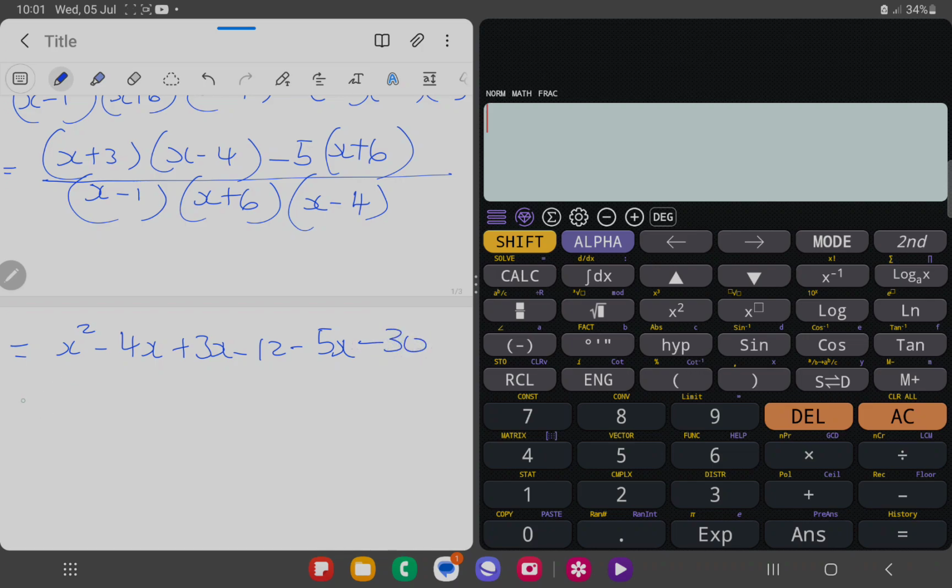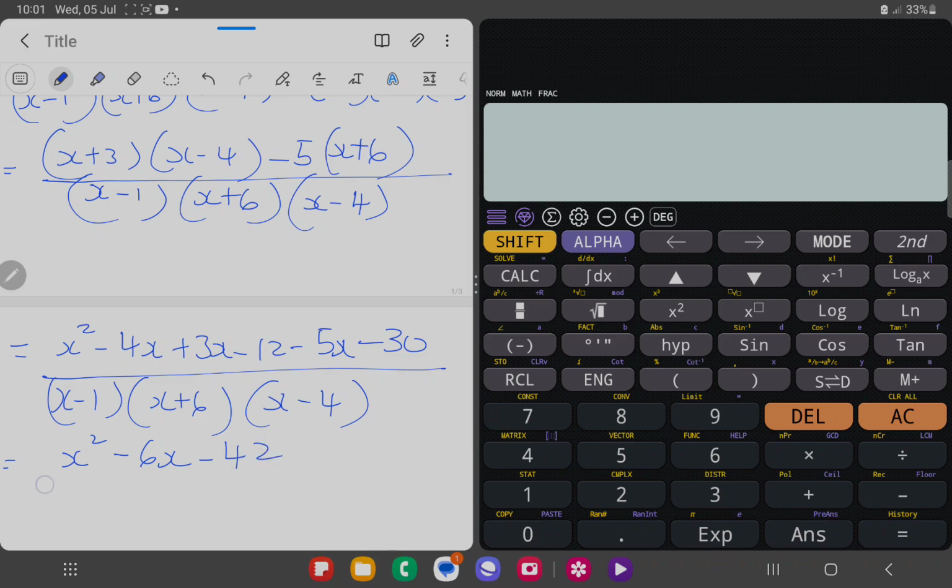All over x minus 1, x plus 6, x minus 4. This is our denominator, we mustn't forget. Is there any other x squared here? The answer is no, so x squared is alone. What is negative 4x plus 3x? It's negative 1x. What is negative 1x minus 5x? It's negative 6x. And what is minus 12 minus 30? The answer is negative 42, all over x minus 1 into x plus 6 into x minus 4.